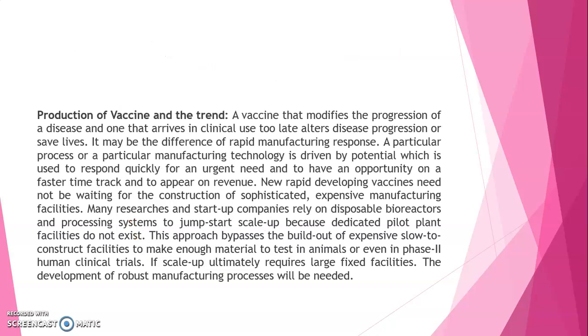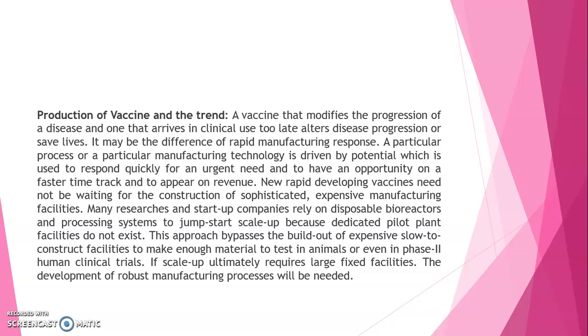Then next, the production of vaccine and the trends. What are the main production methods of vaccine? What are the trends? A vaccine that modifies the progression of a disease and arrives in clinical use can alter disease progression and save life. It means vaccine production either in the laboratory or on a large industrial scale. I have already said this. Some antigens are generated by growing viruses. Then recombinant proteins derived from viruses. Okay, these antigens after their production are then isolated and purified by various techniques like ultrafiltration, then column chromatography, etc.